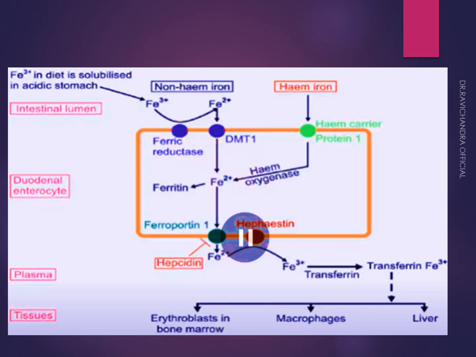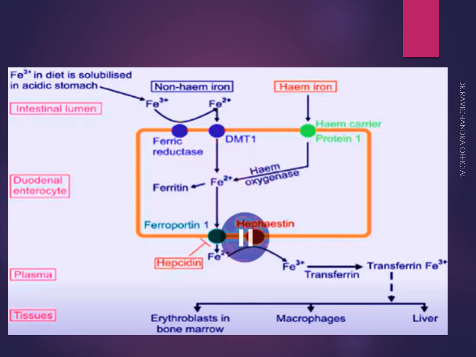ferric reductase. Then this Fe+2 from the non-heme iron is transported into the epithelial cell with the help of DMT1, that is divalent metal transporter 1. This Fe+2 is stored in the mucosa of the epithelial cells in the form of ferritin. So the storage form of iron is ferritin.